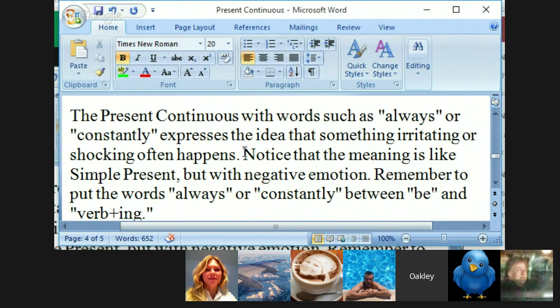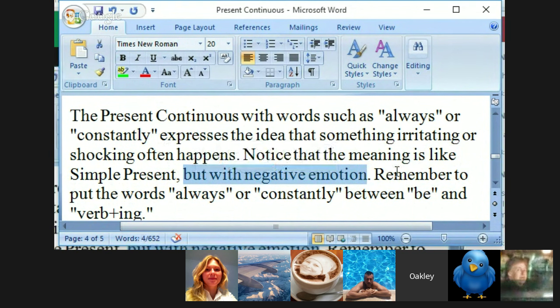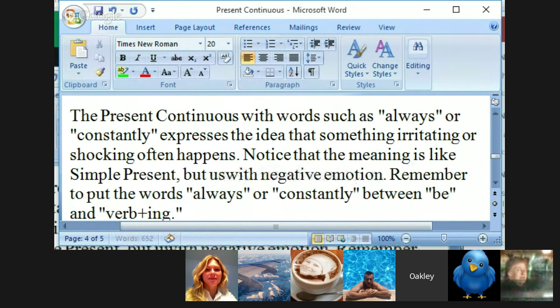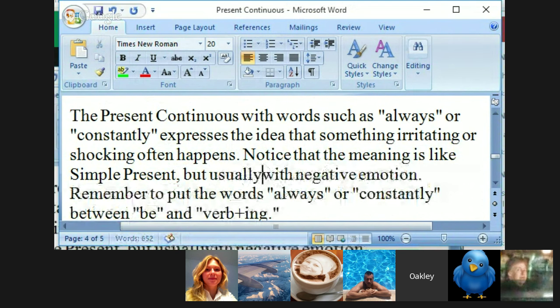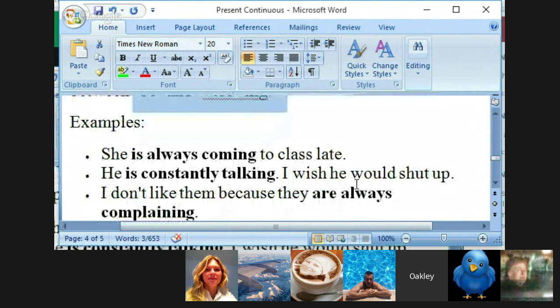Now, I don't agree with this next part. Notice that the meaning is like simple present. That I agree with, but with negative emotion. This can be used for positive things, and I will demonstrate in a minute. It is possible. It is usually, here, I'm going to edit this right now, usually with negative emotion, but it doesn't have to be. The key is to remember to use always or constantly between be and verb and ing. Well, you need to put it where the adverb goes. It's not a big secret.